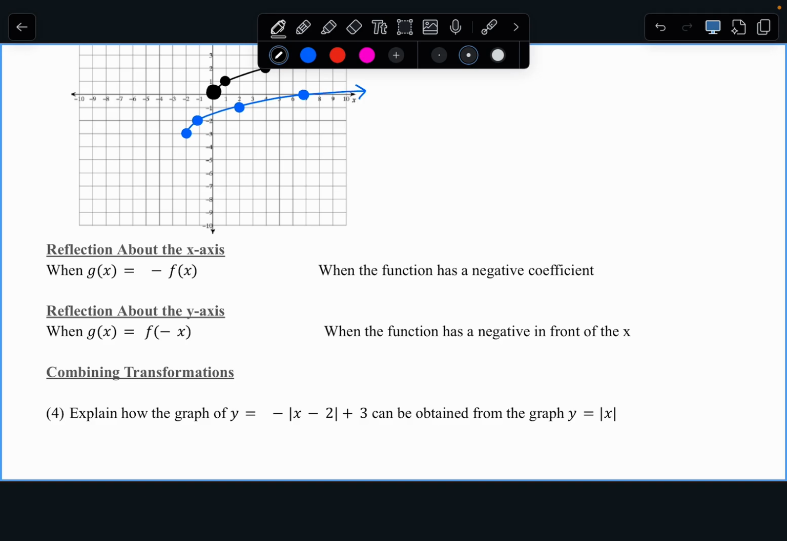When there's a negative outside of a function, it reflects over your x-axis. That means it flips this way. It's like taking that x-axis and rotating it. But reflecting around your y-axis is when there's a negative in front of the x inside of a function, and we're rotating it around that vertical axis.